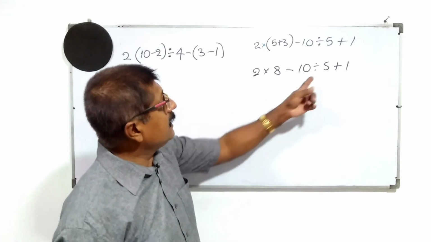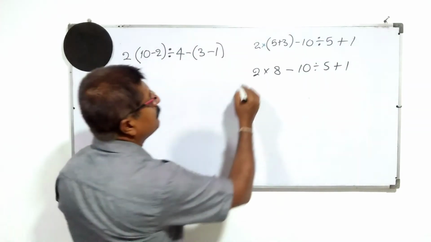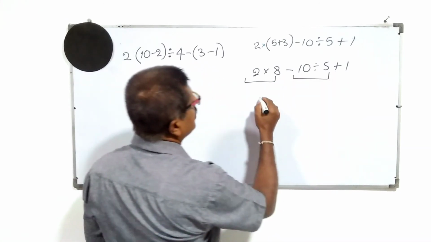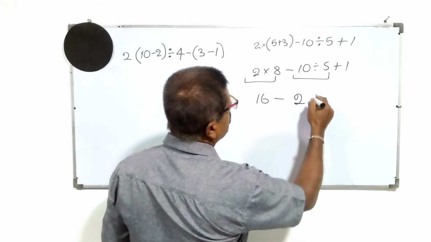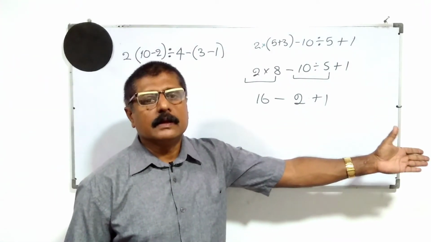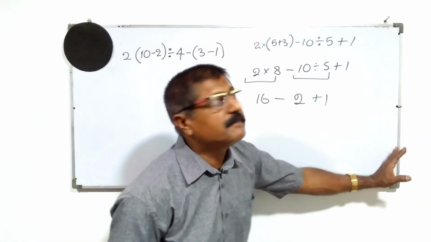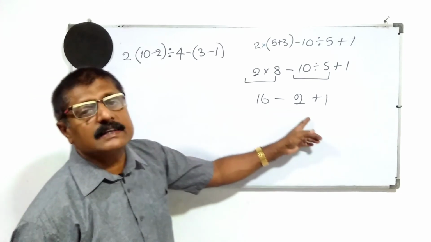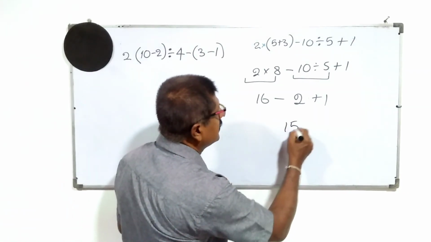Then what else is there? Division and multiplication, the next family. Now you have to simplify them. 2 times 8 is 16, minus 10 division 5 is 2, plus 1. Right. Now only one family, the least one. Then from left to right you can do the simplification. 16 minus 2 is 14 and 14 plus 1 is 15.